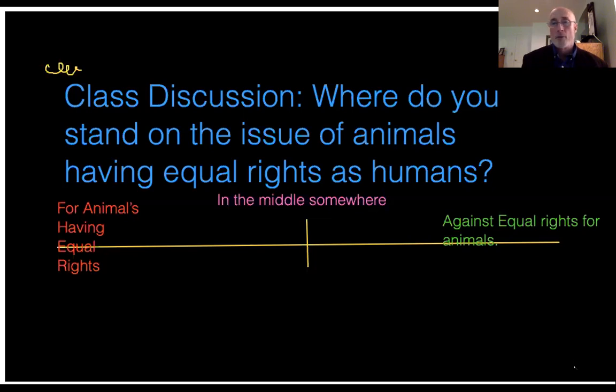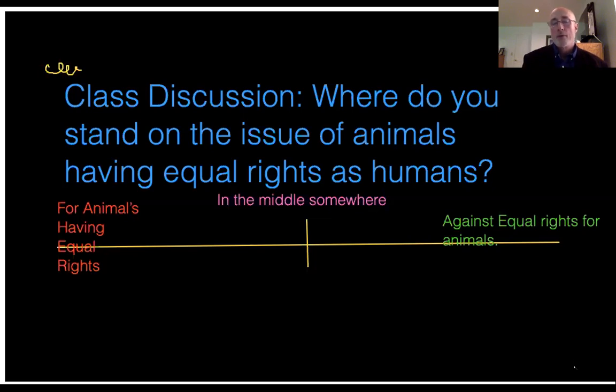And then there are people all the way over to the right in the green who are against equal rights for animals. And what their position is more, look, humans are different than animals. They would say things like, humans are superior. We have been eating animals for thousands of years, and we've gotten along fine. That we are more intelligent.